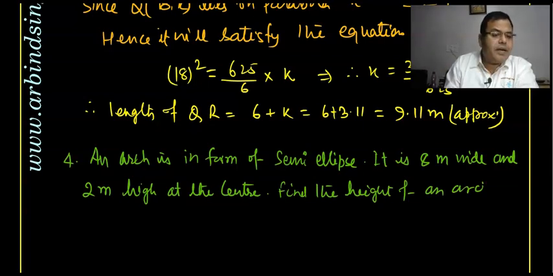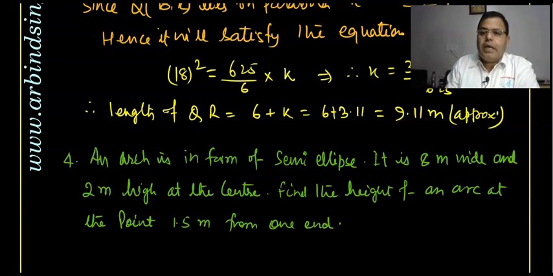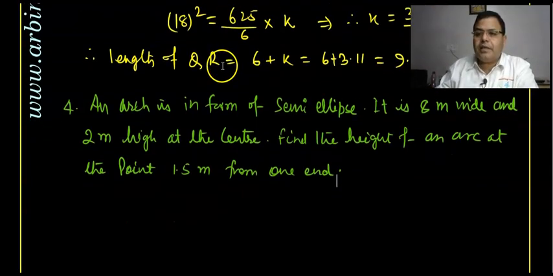Find the height of an arc at the point 1.5 meter from one end. An arc is in form of semi-ellipse. It is 8 meter wide and 2 meter high at the center.